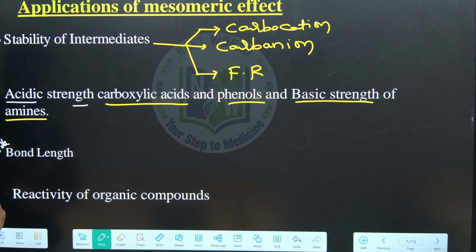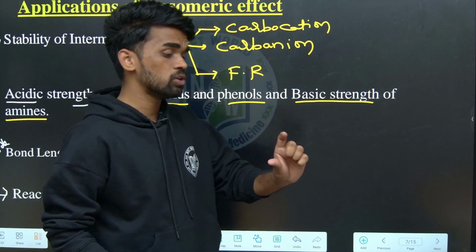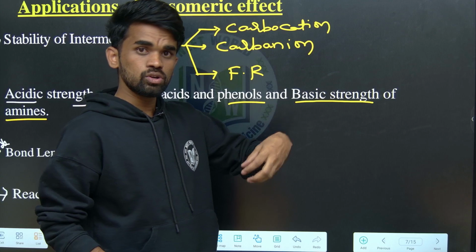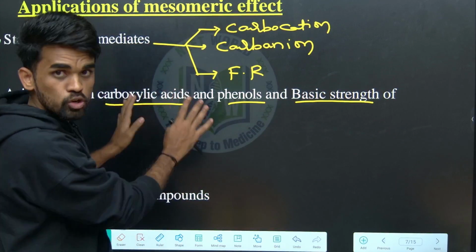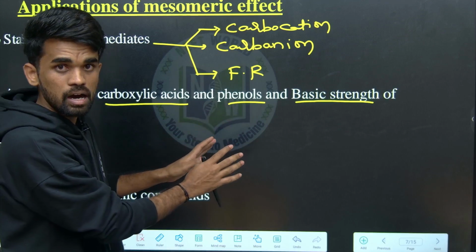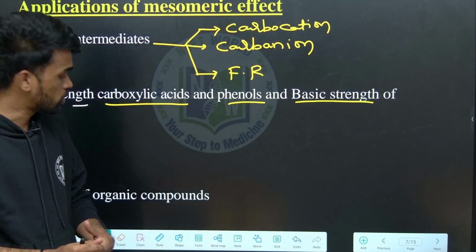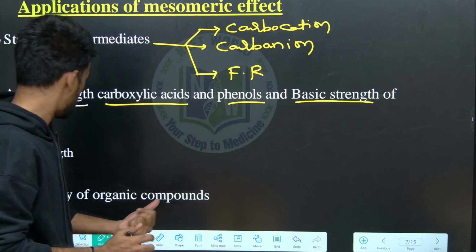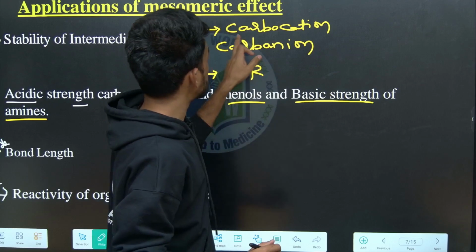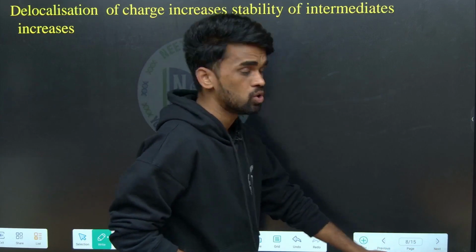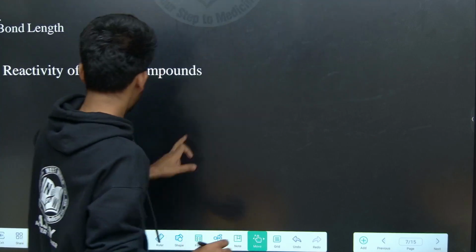Then next, reactivity of organic compounds. I told you at the beginning that even though we don't know the exact name of a particular organic reaction, by the concept of this mesomeric effect or the complete GOC concepts, we can tackle those questions in the exam. I will show you some questions also based on that. So we need to discuss these 4 applications. Let us discuss carbocation stability first. Let me complete it here itself.